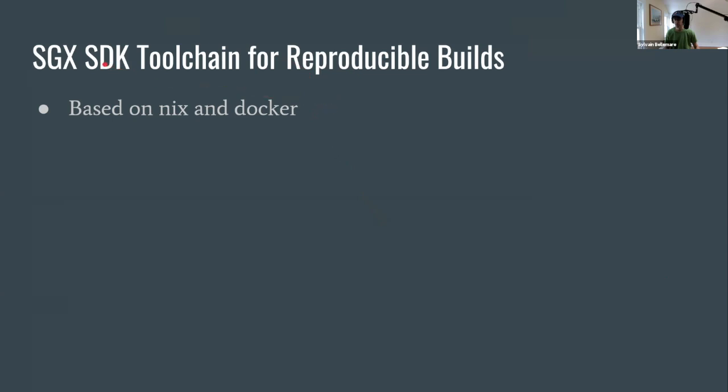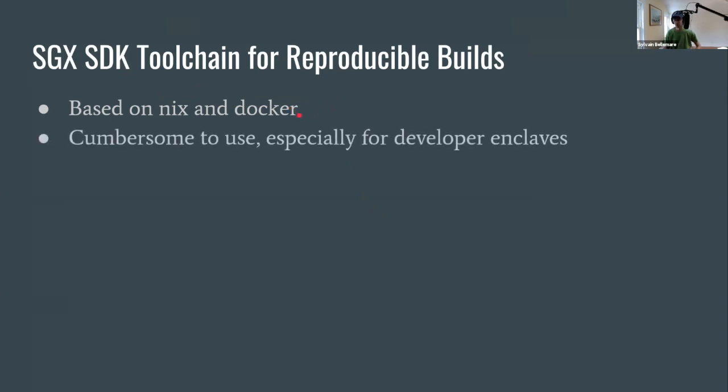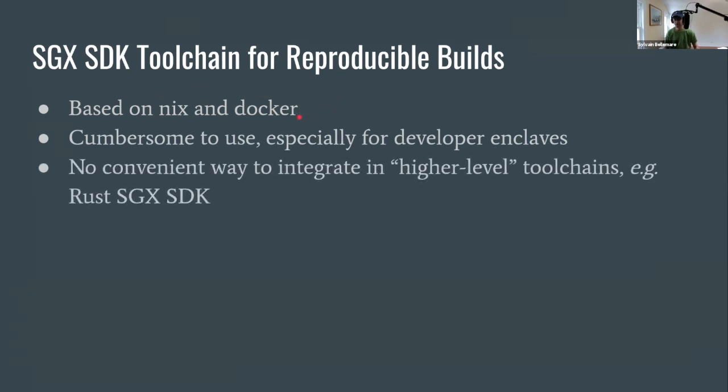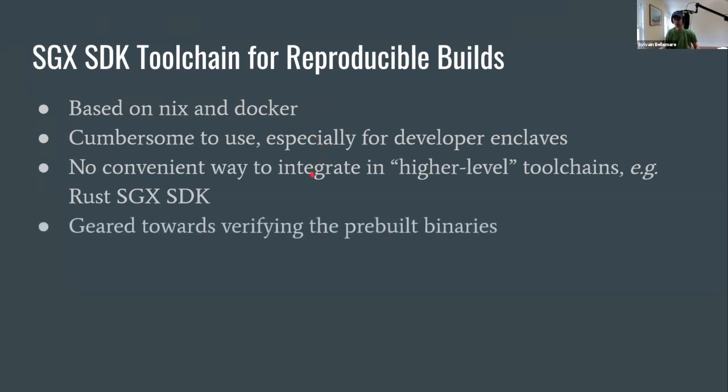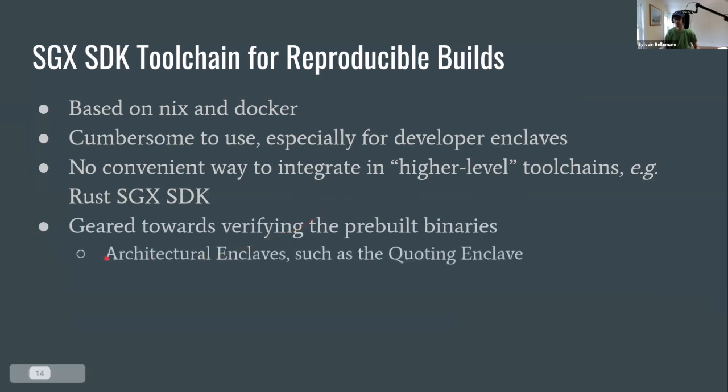The C++ SGX SDK is based on a tool called Nix and Docker. The problem is that it's super cumbersome to use. I wouldn't even say it's convenient to use at all. It's geared more towards verifying the pre-built binaries that Intel provides, such as architectural enclaves, like the quoting enclave, which is provided by Intel.